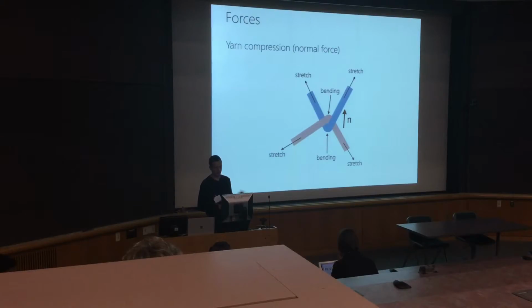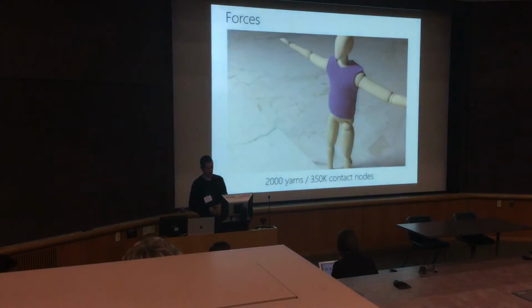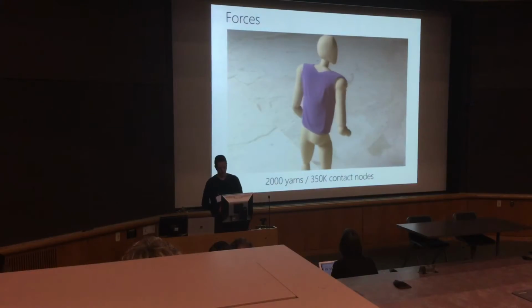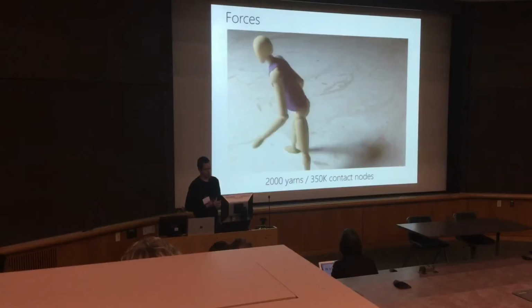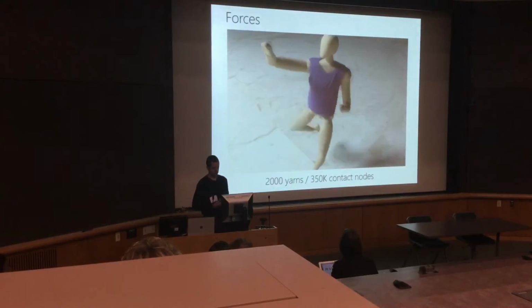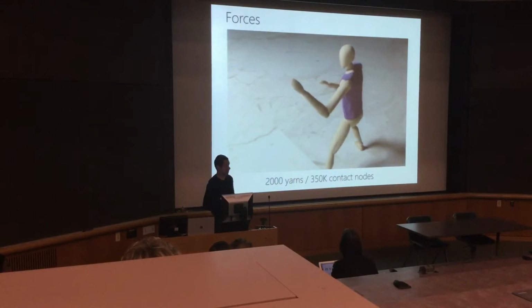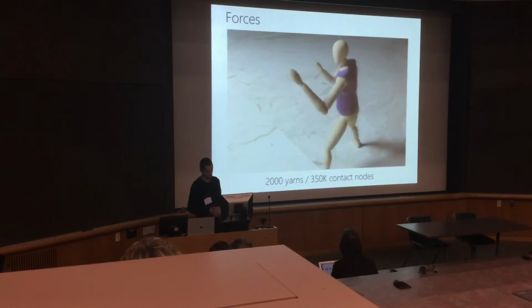And then we compute stretch and bending and predict it on the normal to get the compression force. So with this, we're going to have some results. So this is a shirt, a woven shirt. It's 2,000 yarns, 350,000 contact nodes. That's more than 1 million degrees of freedom. So you can see the high resolution of the fabric.